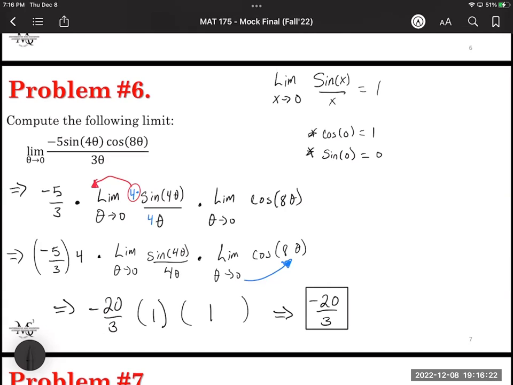Shirley asks how I got the first one. Again, it's the special limit. It follows directly from the special limit. As long as you have sine of something and you have that exact matching pair on the bottom as theta approaches 0, the limit goes to 1. It's your special limit rule.